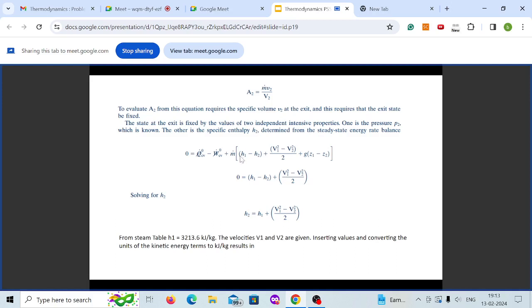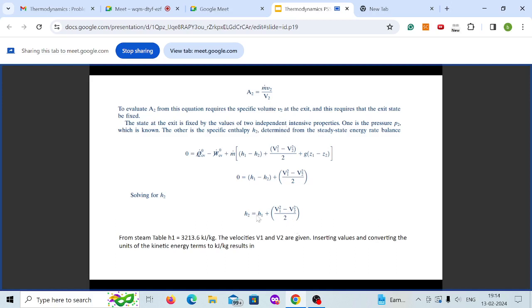You have some enthalpy of fluid coming in, with some velocity given. Here potential energy is 0, as it's at the same height. And it's going out with some enthalpy and some velocity. This expression can be simplified into writing that your change in enthalpy is equal to the change in kinetic energy. So H2 equals H1 plus V1 square minus V2 square by 2.